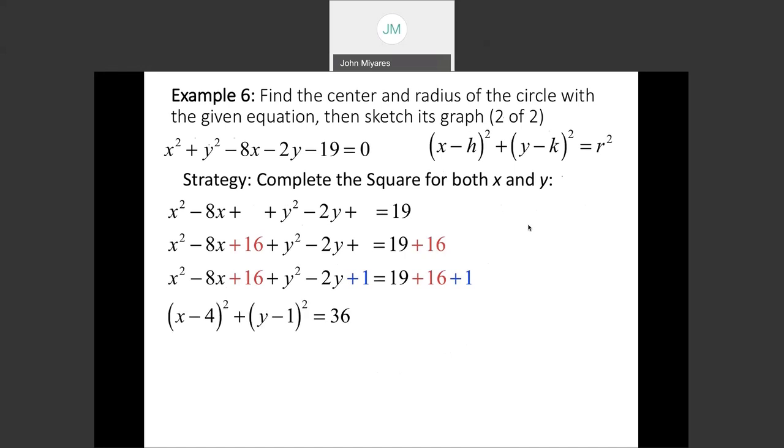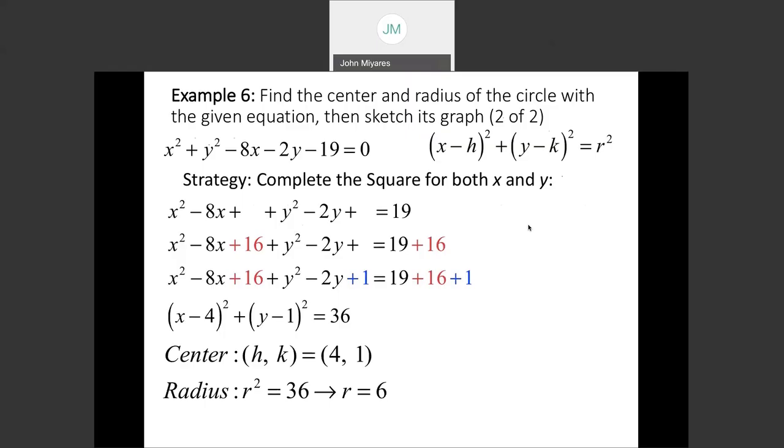And on the left, we can factor those expressions into the terms (x minus 4) quantity squared plus (y minus 1) quantity squared. Now that we have this equation in standard form, we can see that the center is going to be (4, 1), and the radius is going to be the square root of 36, which is 6.